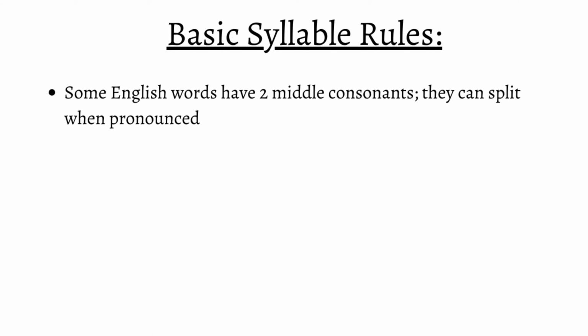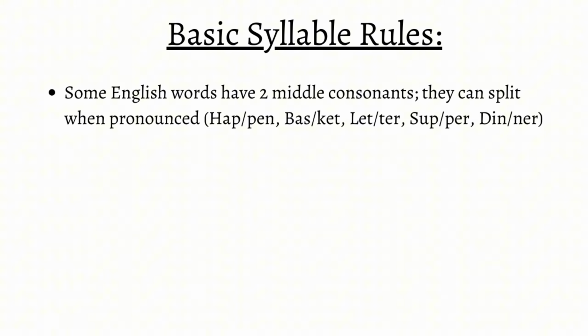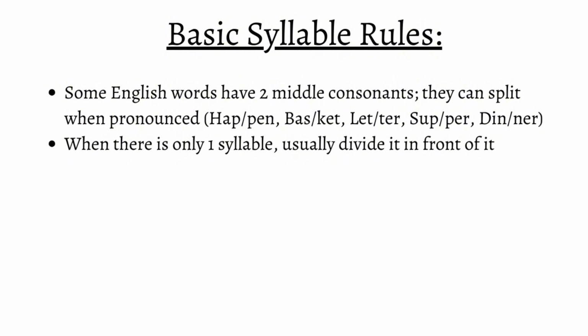Some English words have two middle consonants, which can be split when pronouncing them. Common words can be happen, basket, letter, supper, and dinner. The only exception to this rule are the consonant digraphs, which never split up because they represent a new sound. Another rule states that when there is only one consonant in the middle, we usually divide in front of it, as in open, item, evil, and report.